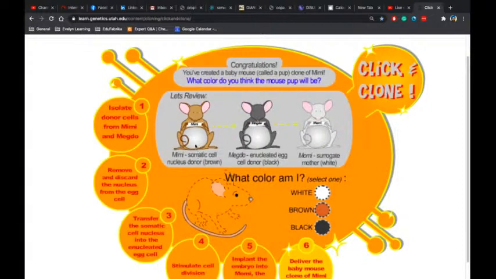So we added a somatic cell from the nuclear donor to the enucleated egg cell of the egg donor, and then we placed it in the surrogate mother.